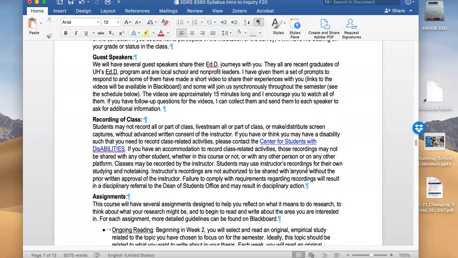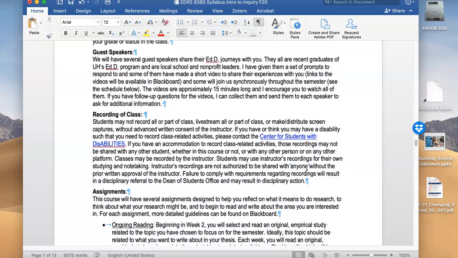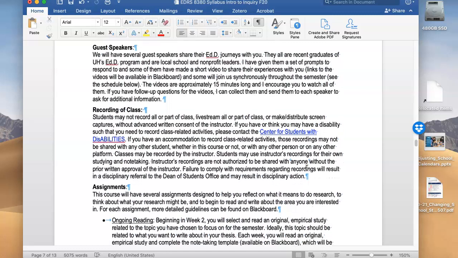Another thing we'll do this semester is that we're going to have guest speakers. And these are students, some of whom are my former students, some of whom are students that I had the pleasure of having in class. They've all graduated, and they are now local school and district leaders and nonprofit leaders. And I've invited them all to come and participate either asynchronously or synchronously with our class. I've sent them a list of prompts or questions to respond to.